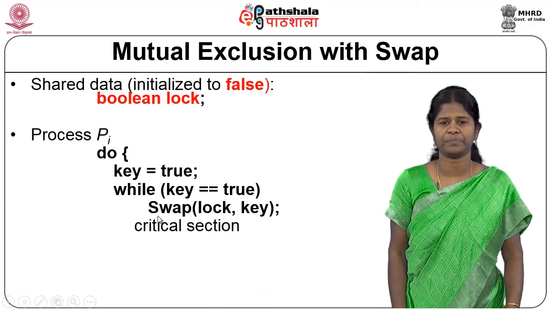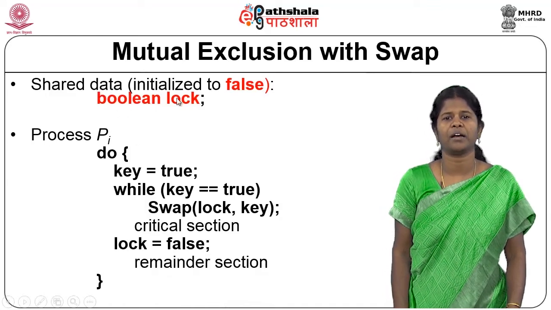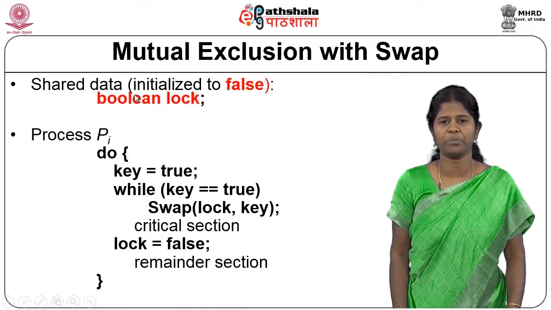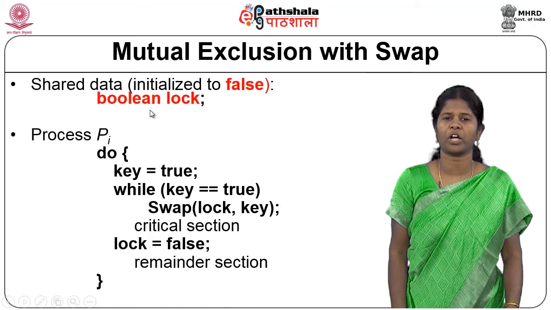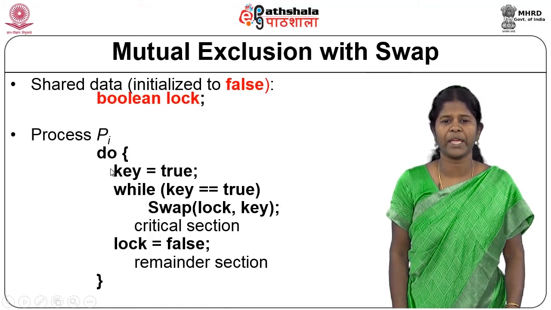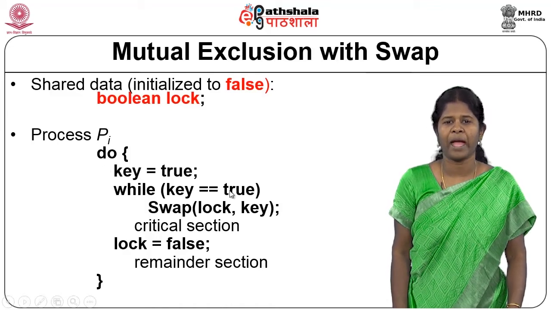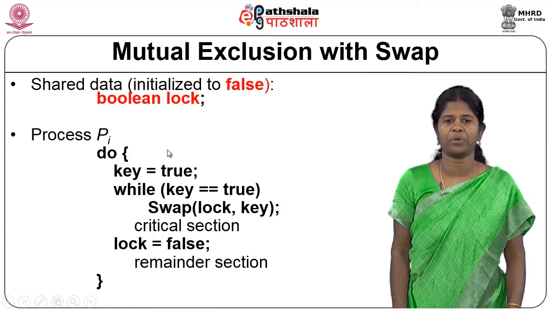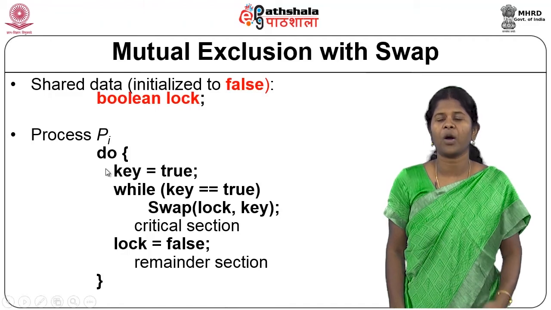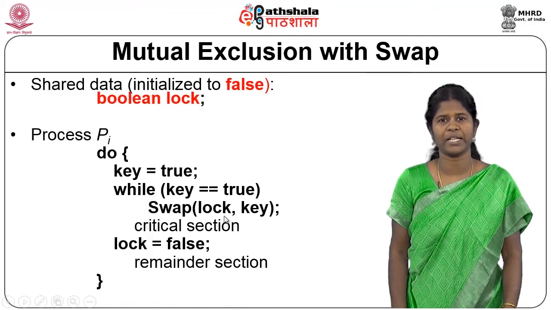Here this algorithm takes lock as a Boolean variable, and this lock is a variable that is shared between the processes that are trying to achieve mutual exclusion. And this is the algorithm for process Pi, and this process Pi has got a local variable called key, and this lock is a shared variable. This key is not a shared variable, it is a variable that is specific for each process or that is local to each process. And this variable lock alone is being shared between the processes that are trying to achieve mutual exclusion.